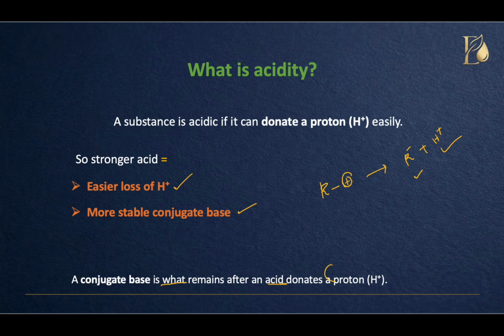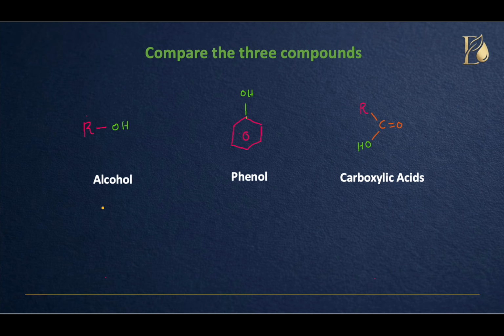Okay, so first we can compare these three compounds. What are alcohols? Alcohols are ROH. To check the acidity, we have to check how easy it is to break this OH bond, how polar this bond is. Clear? And in phenol, what is phenol? To a benzene ring, an OH group is attached. In the case of carboxylic acid also, we have to break this OH bond and release a proton, right?